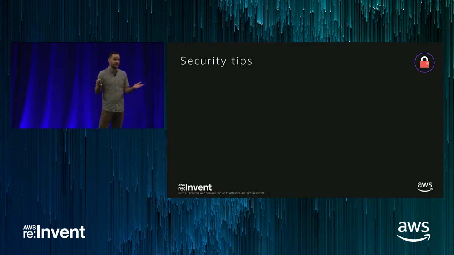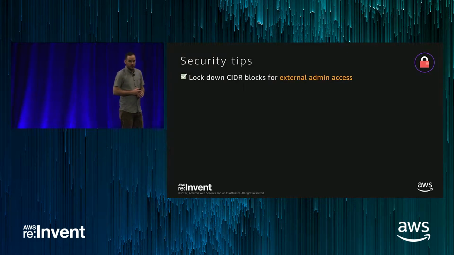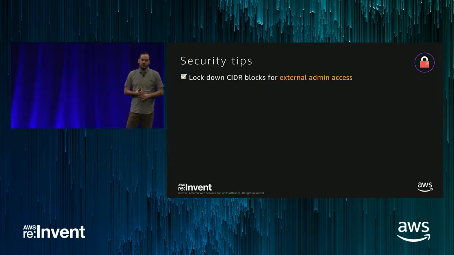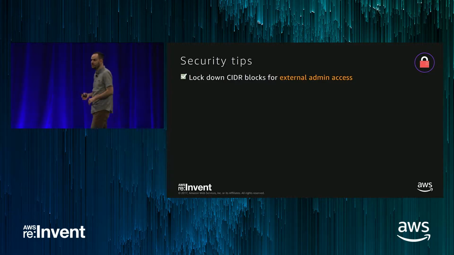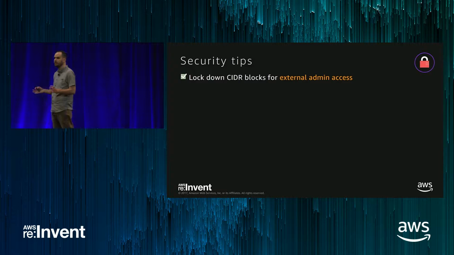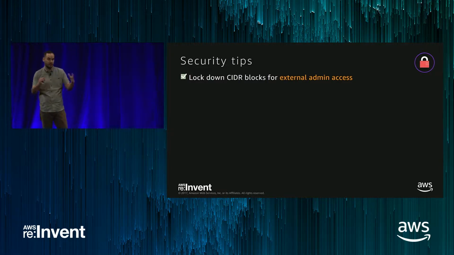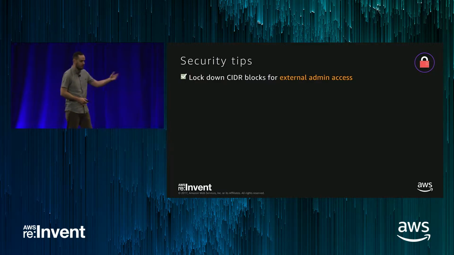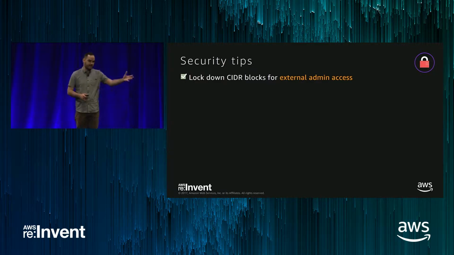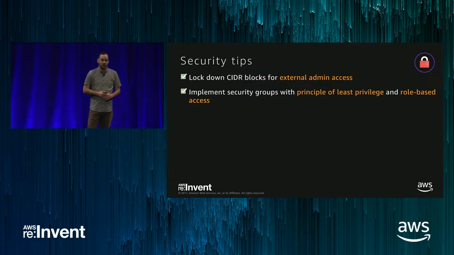So for security tips, you always want to lock down your external admin access. If this is SSH or RDP, make sure you have a CIDR block that you'll be able to provide to a user that's using this reference deployment. So they can put in their CIDR block for whatever their corporate firewall is, or whatever their access is from their corporate data center. You want to implement the security groups with principles of least privilege and role-based access.